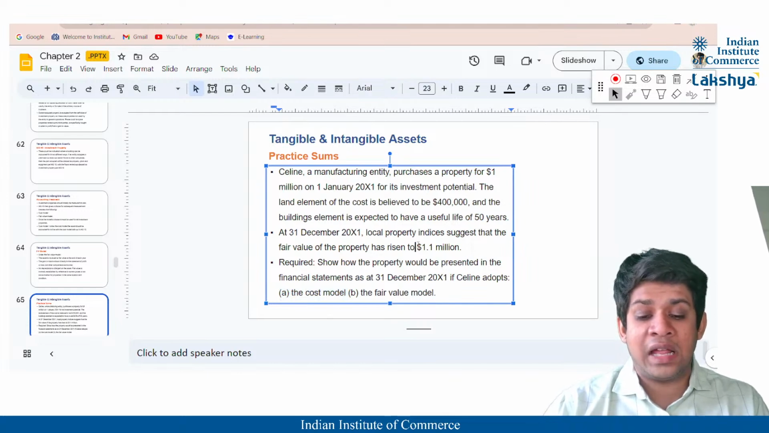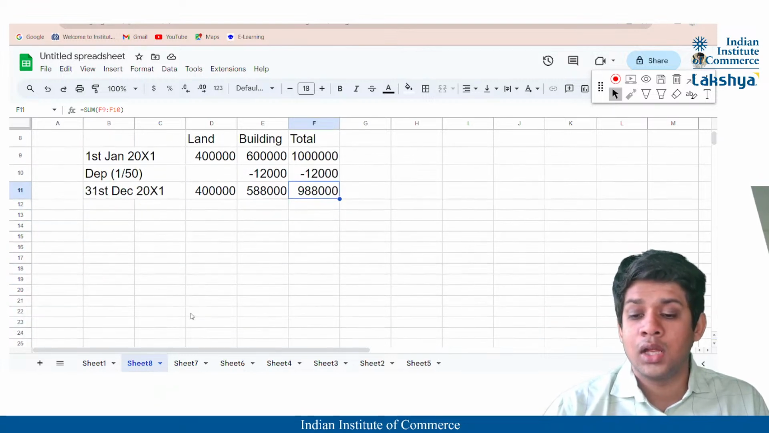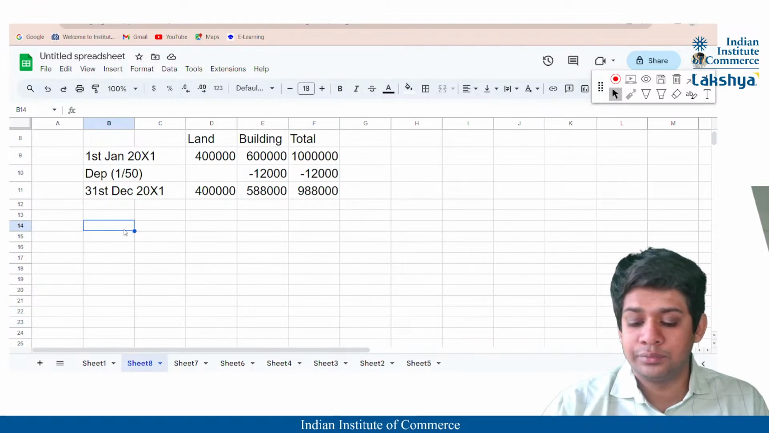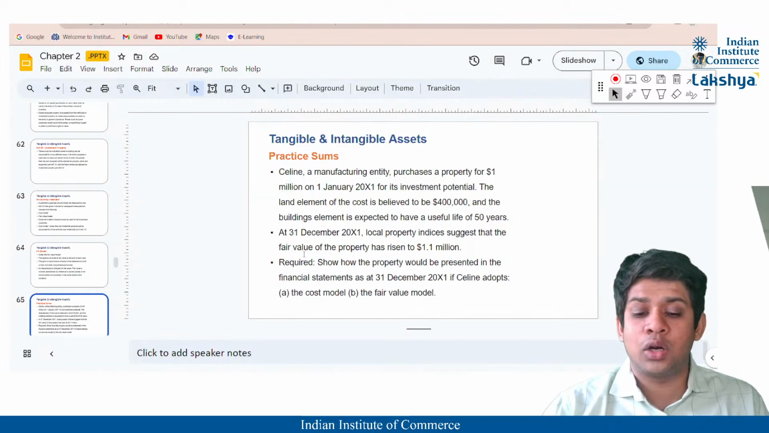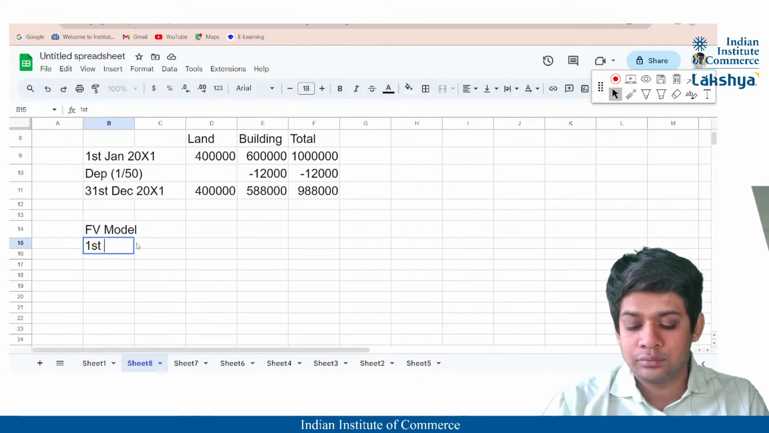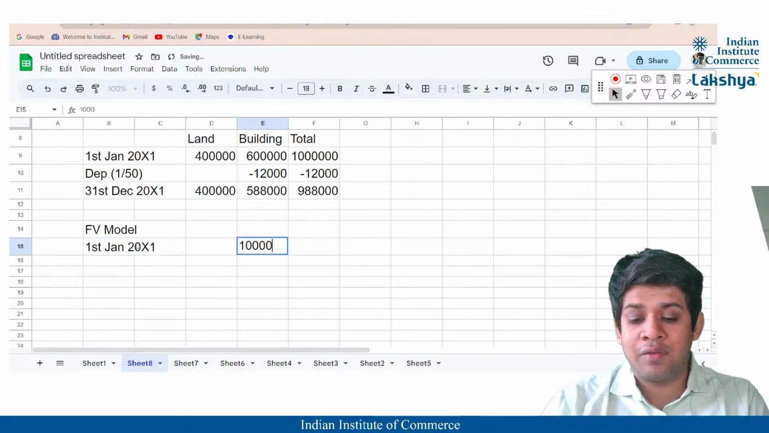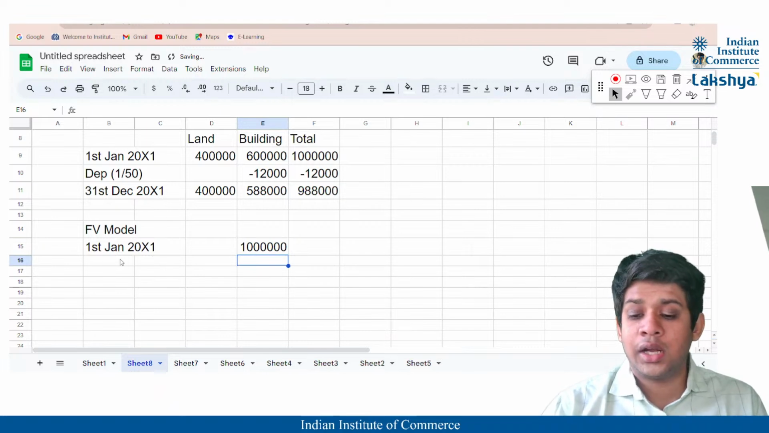Okay. Always remember the fair value is given to us for the year end, but under the cost model we never take our fair value, we never revalue our asset. Okay. Then comes the fair value model. So under the fair value model, guys, our property at the year end has changed. Its fair value has become 1.1 million. When it was purchased, that is at 1st Jan 2011, the property had a value of 1 million, right?